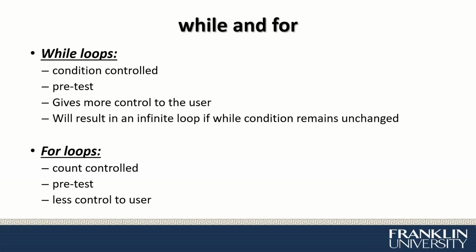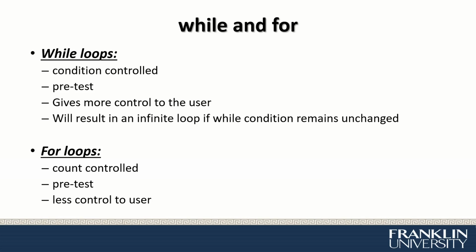So while and for. While loop is a condition control, it's a pretest loop. It gives more control to the user. It may result in an infinite loop if the while condition remains unchanged. For loop is a count control loop, so you will use it in a place where you know exactly how many times to iterate. It's a pretest loop, less control for the user, but it's simpler to use.